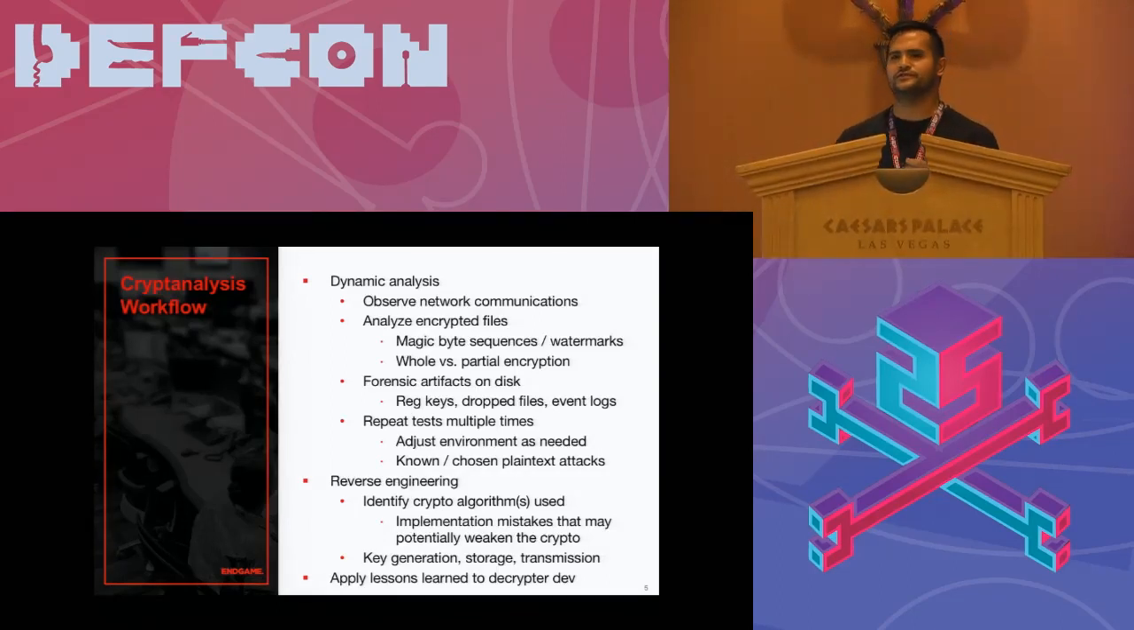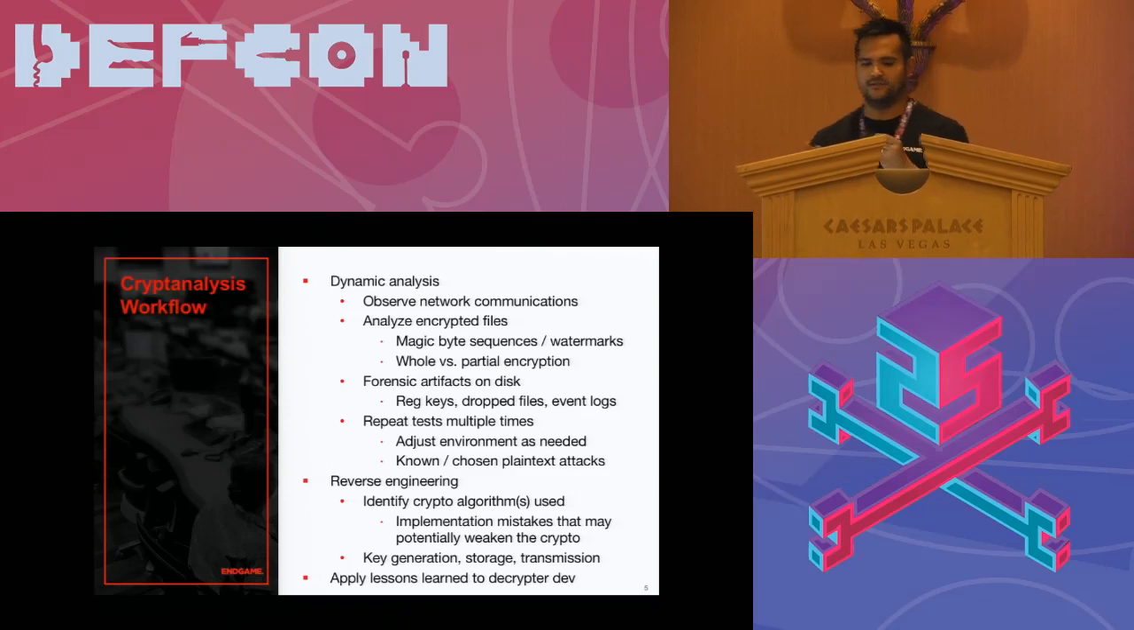And the goal here is to passively analyze what the ransomware is doing to your environment. So you want to observe any network communications that are inbound or outbound. You want to look for any forensic artifacts that are going to be left on disk: registry keys being modified, files being dropped, any effect on event logs. And then finally, you'll want to actually look at the results of the encryption, right?